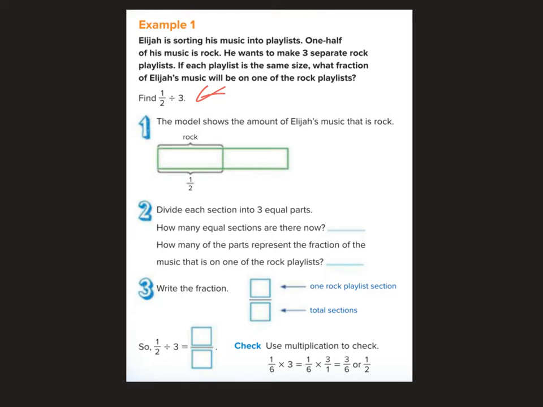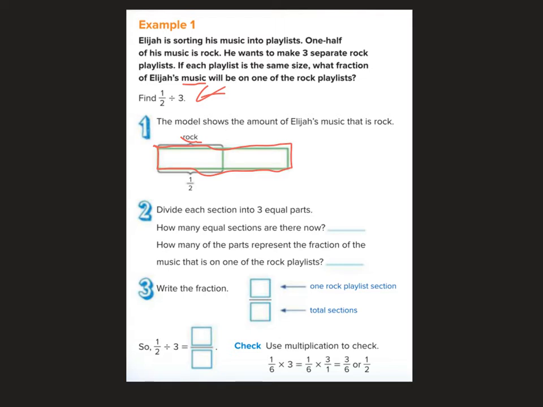Anyways, Elijah is sorting his music into playlists. 1/2 of his music is rock. Okay, so we've got rock music. No, rock music. He wants to make 3 separate rock playlists. If each playlist is the same size, what fraction of Elijah's music, okay, this is all of his music here, so what fraction of his music will be on one of the rock playlists?